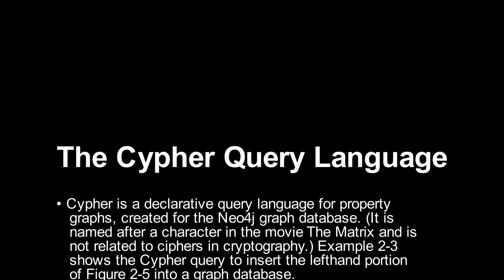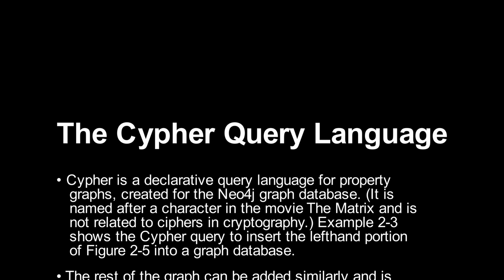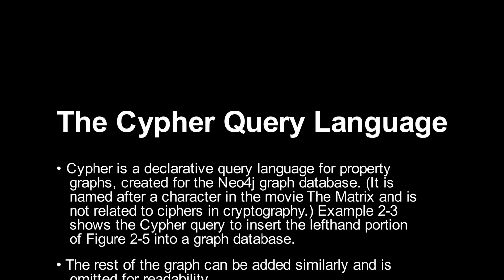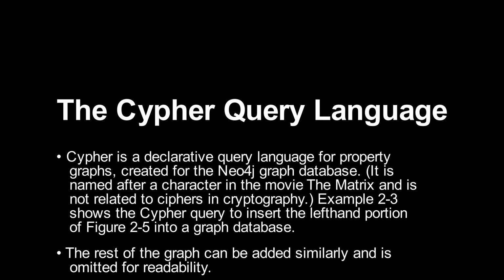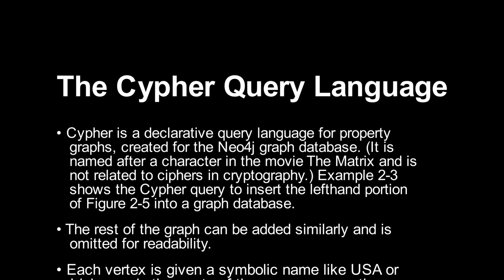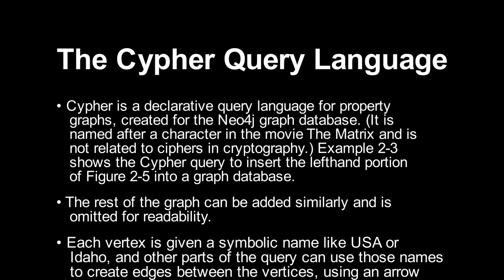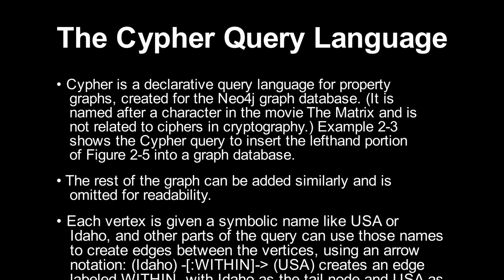Cypher is a declarative query language for property graphs, created for the Neo4j graph database. It is named after a character in the movie The Matrix and is not related to ciphers in cryptography. Example 2-3 shows the Cypher query to insert the left-hand portion of Figure 2-5 into a graph database. The rest of the graph can be added similarly and is omitted for readability.